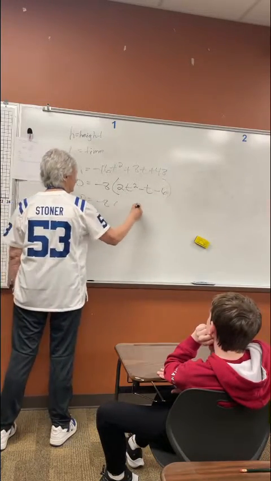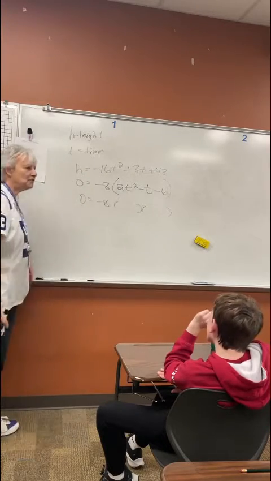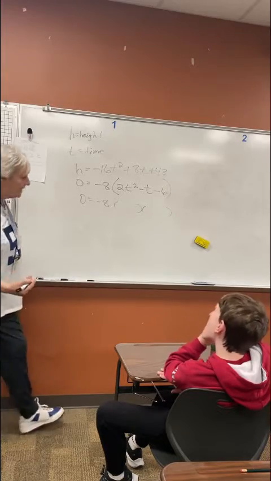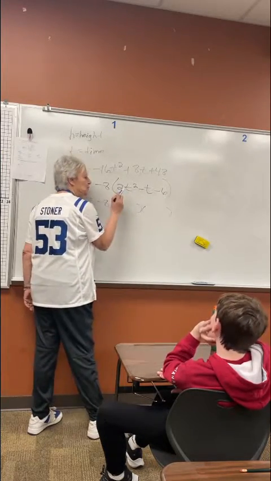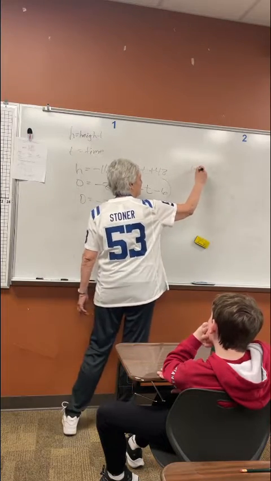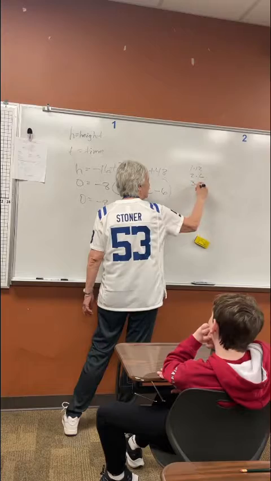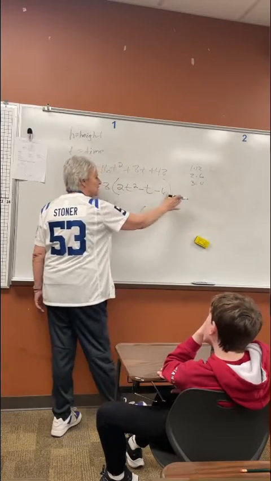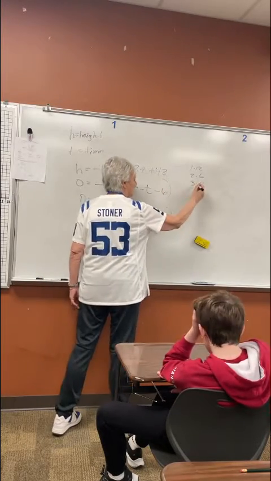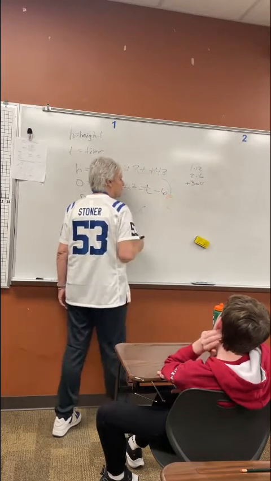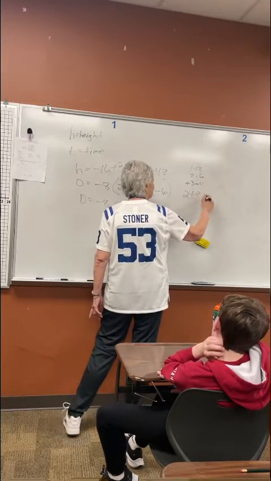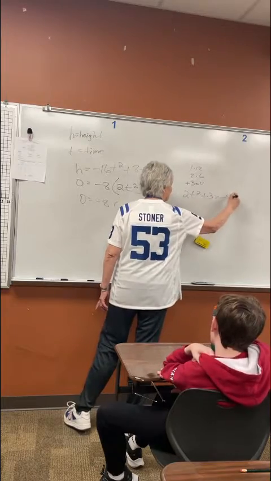Now for those of you that do guess and check, congratulations, that's the best way to go. For those of you that can't, remember you do 2 times 6 is 12. 1 times 12, 2 times 6, 3 times 4. Those are your factors, and we're looking for a negative 1. Negative 4, positive 3. We're going to split the middle term: 2t squared plus 3t minus 4t.